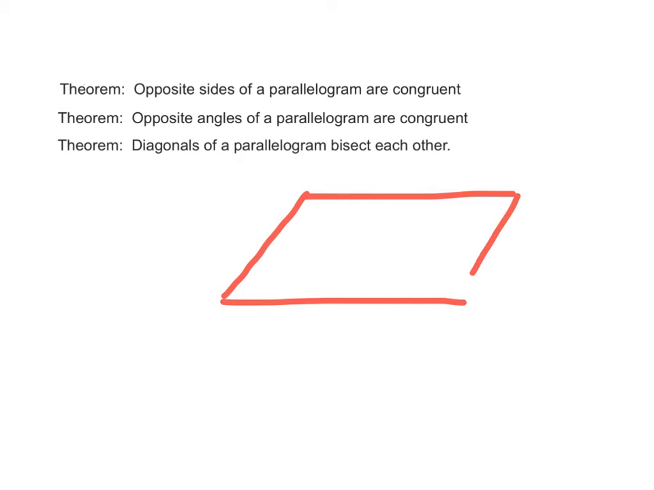Okay, forgive the freehand. Parallelogram: opposite sides are parallel. That's all the definition says. But now we have these theorems. The first theorem says opposite sides of a parallelogram are congruent. So that means always. Anytime I have a parallelogram, this side would be congruent to this side, and this side would be congruent to this side. Always. So you can write that down.